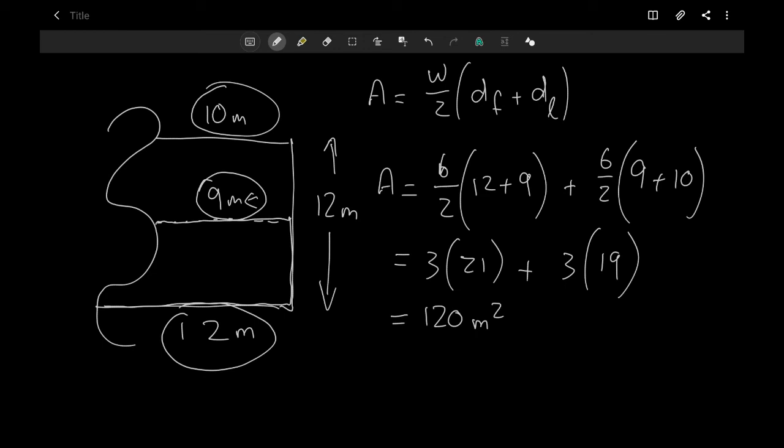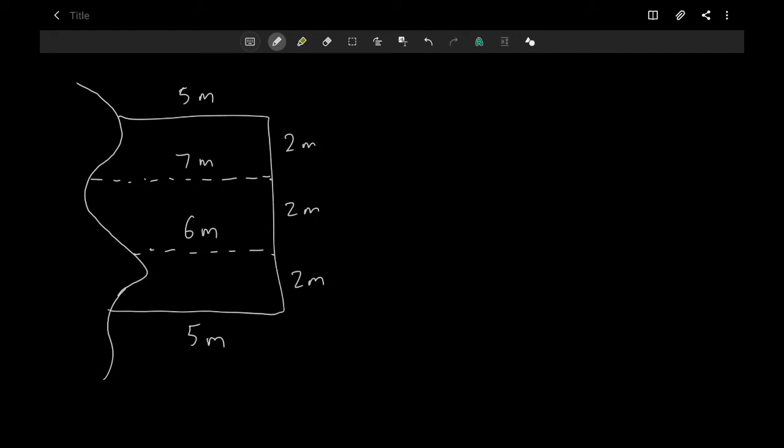So what happens when they say, I want you to find the area using 3 applications of the trapezoidal rule? Well, let's take a look at that situation. So let's take a look at this new shape and we'll try to calculate the area using 3 applications of the trapezoidal rule. So let's write down the formula. Area is equal to W over 2 (df plus dl). Now remember, this is 3 applications, which means we need 3 of these.